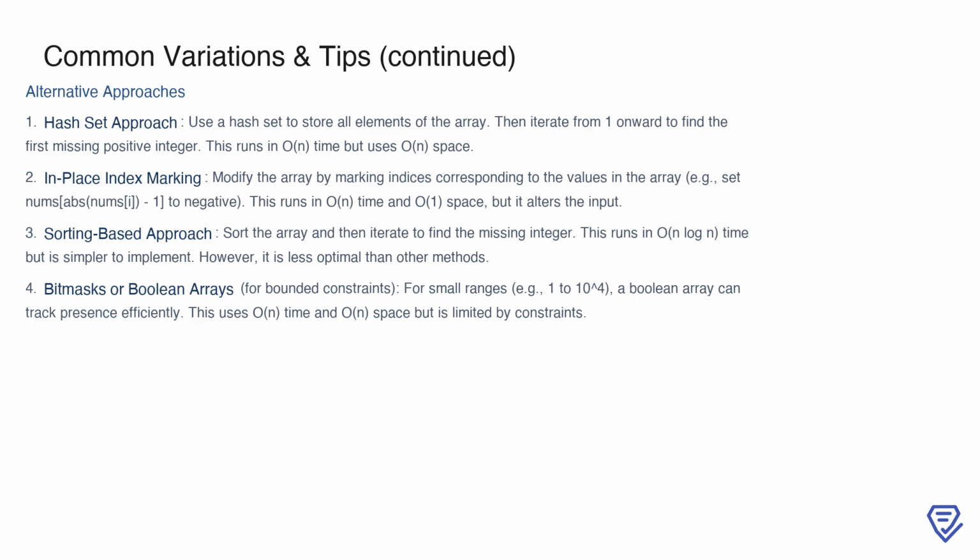Another method is the in-place index marking approach, where you modify the array by marking indices corresponding to the values within the array. For example, you can negate the value at the index that represents a number. This achieves O(n) time and O(1) space but alters the input array. A simpler, though less optimal, approach is sorting the array and iterating to find the missing integer. This method runs in O(n log n) time and is easier to implement but is not as efficient as other solutions.